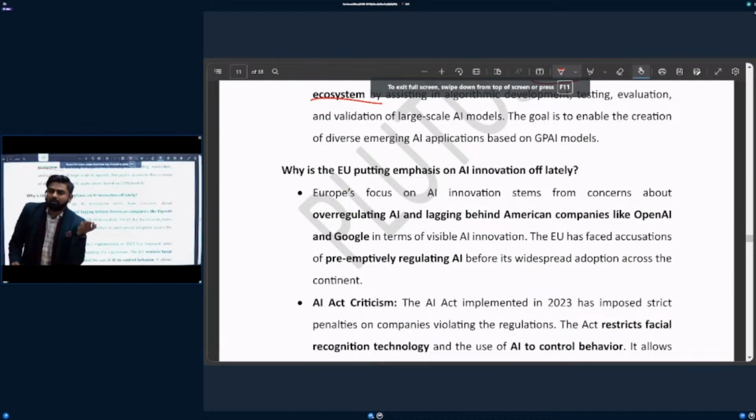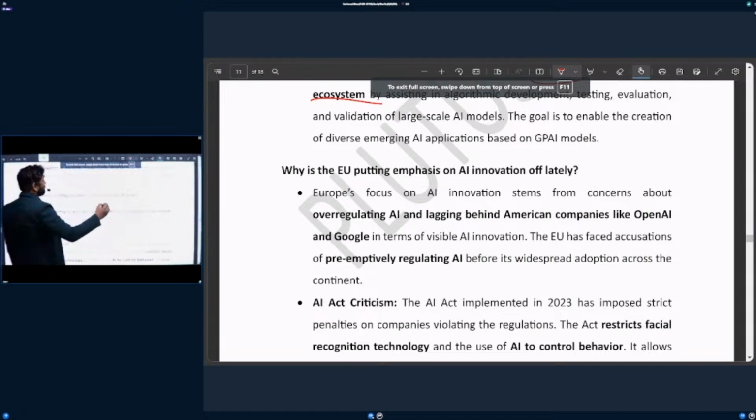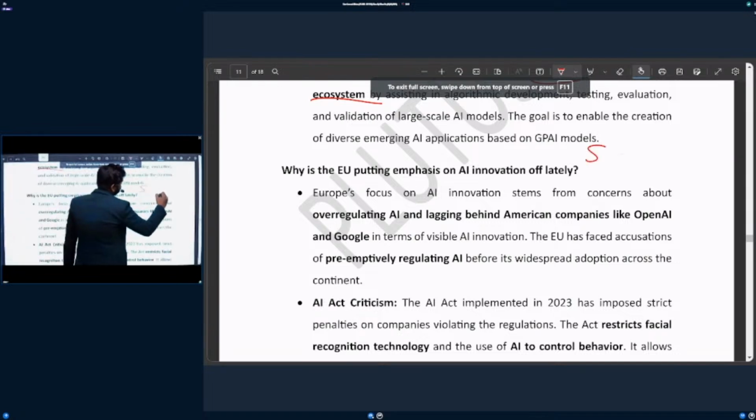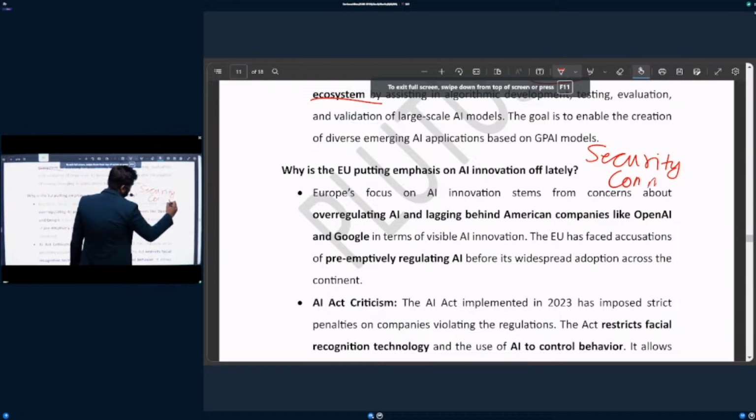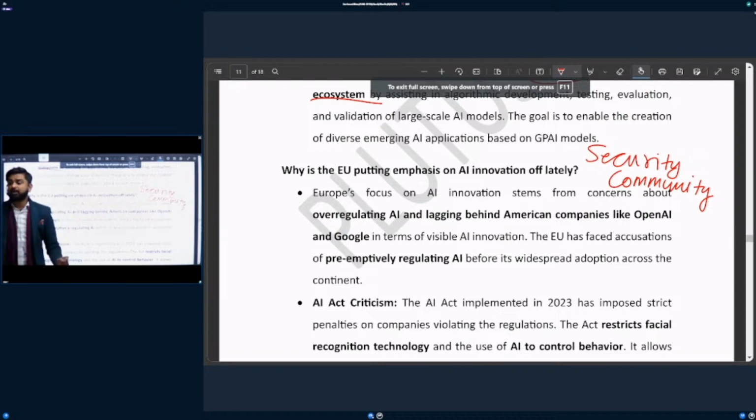This is what you call security community. What is security community? A community of nations which do not consider each other as a threat, but consider an outside party as a threat. That is what we call security community.